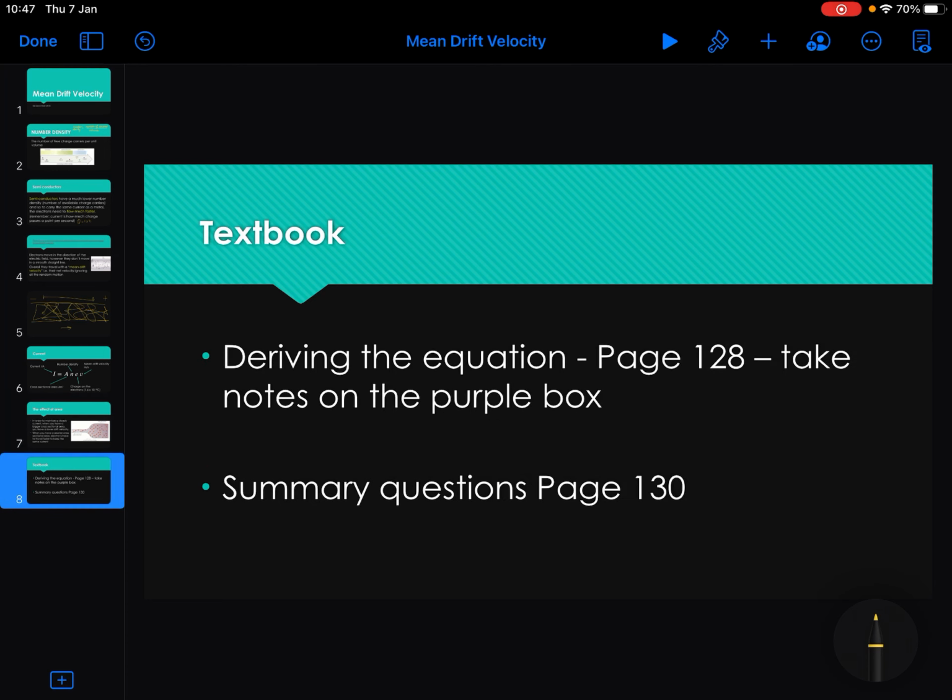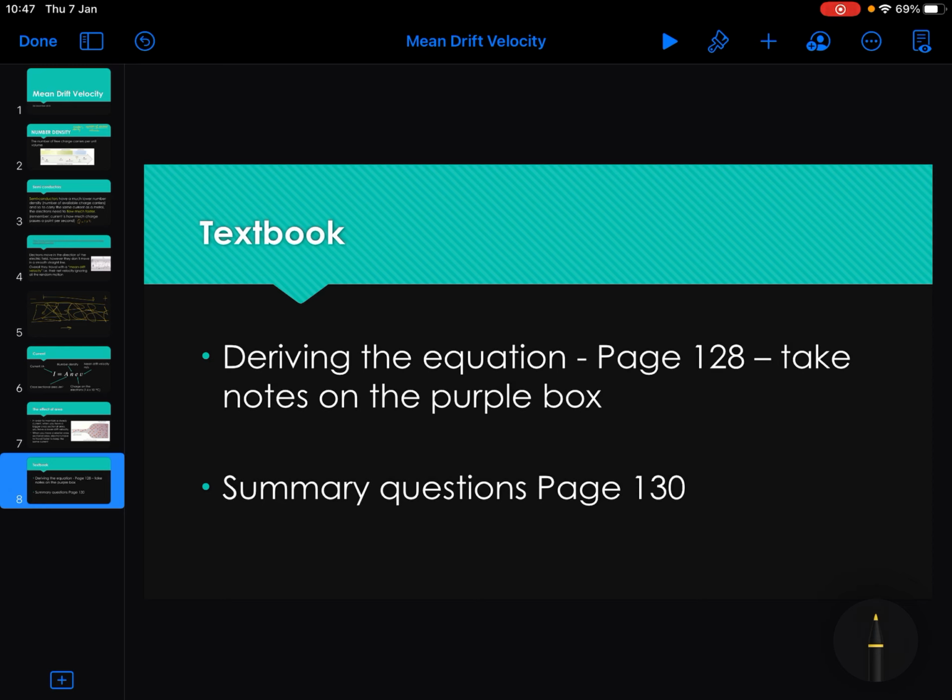Okay, quite enough talking from me. The last bit I'm going to get you to do is go to page 128 in the textbook. Georgia, just a quick note, that is the single year textbook as opposed to the double year one, so you'll need to play that one by ear. Then I want you to take notes on the purple box, which is just about deriving an equation. It's very dull, but it's very useful for you to see where equations have come from.